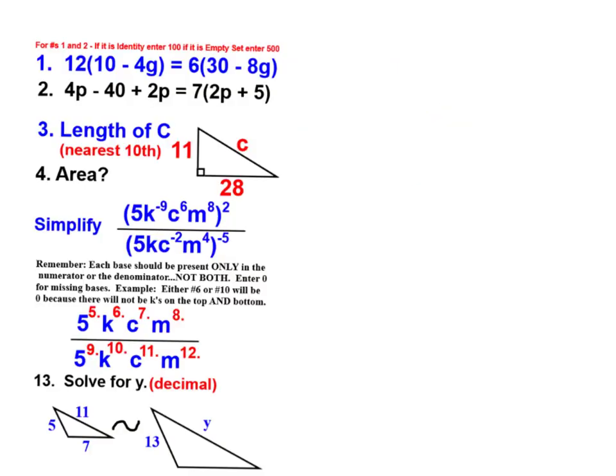Alright, this is HC2. This is an honors end of the year review. Alright, first problem is an algebraic equation. We have variables on both sides.